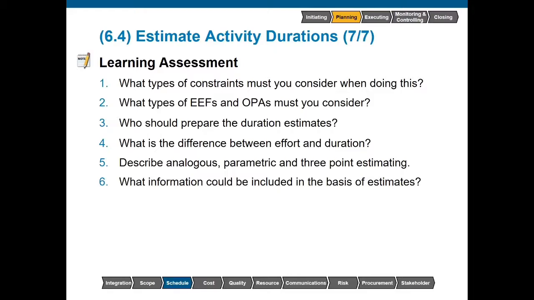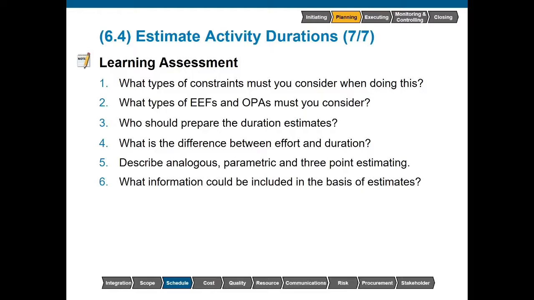We've just finished discussing estimate activity durations. For a quick learning assessment, what types of constraints must you consider when doing this? We're going to have to consider both the physical and the regulatory environment. What types of EEFs and OPAs must you consider? The enterprise environmental factors include resource availability, skill level, and possibly environmental constraints. Organizational process assets, we may have lessons learned, policies for estimating, or possibly templates. Who should prepare the duration estimates? The person assigned to do the work should generally prepare the estimates.